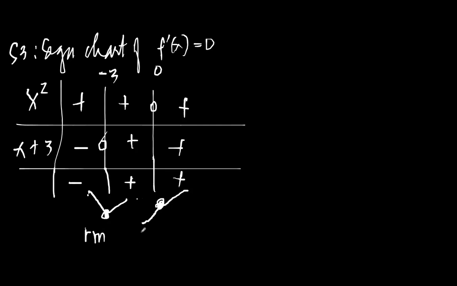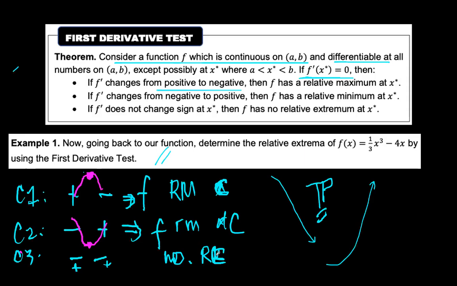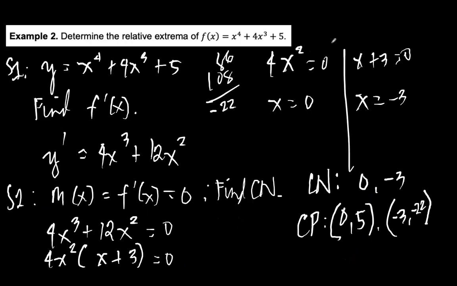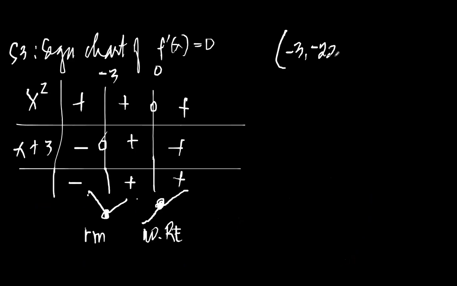Basta yung third case. Ano nga ba yung third case? Sinabi ko na yun, di ba? Ito, yung third case, no relative extrema or extremum. So wala lang. Ang tawag dito useless. Joke lang. Okay. No RE. So mayroon lang tayo class isa. Anong point yun? Ang point natin ay negative 3, negative 22. Is our baby RM. Ayan. And wala na.